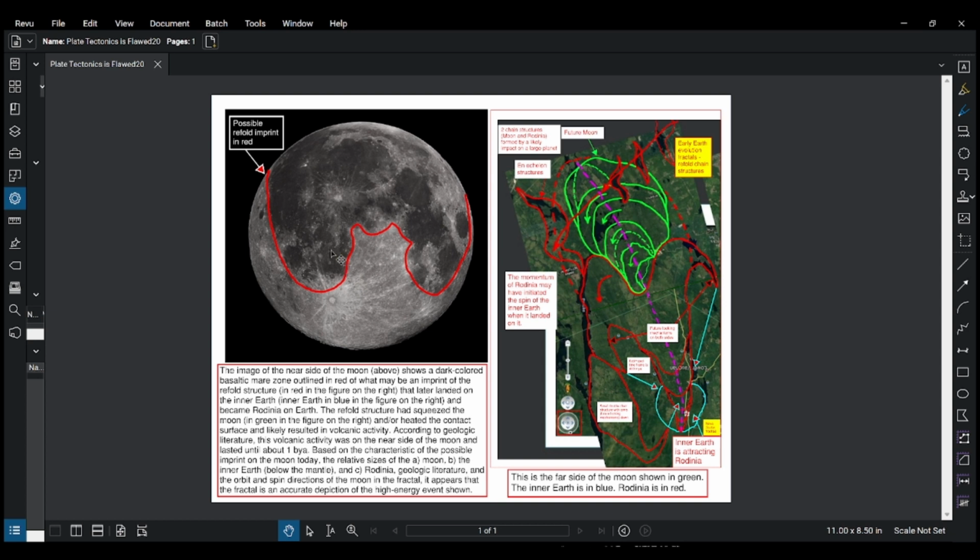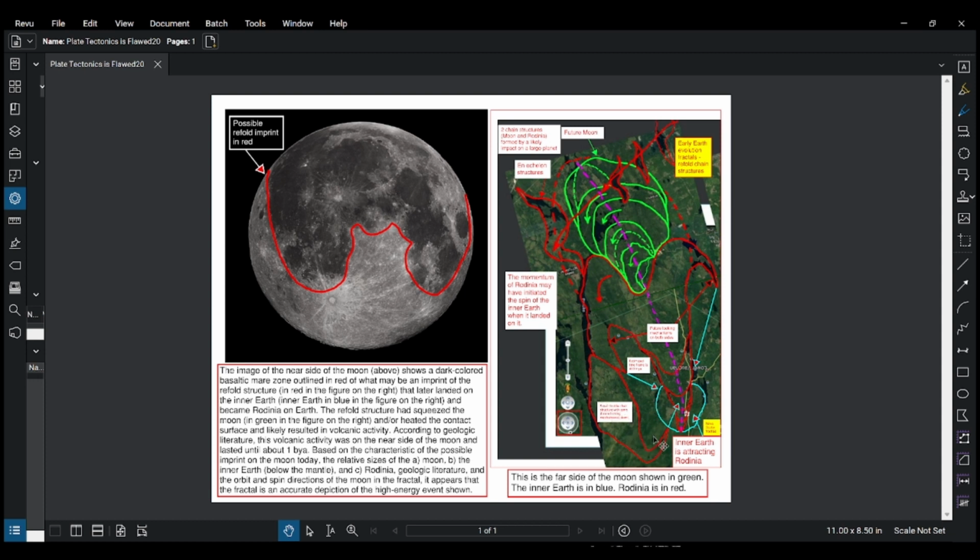And what I think that is, is the butt print, so to speak, of Rodinia when it was attached to the moon, as you can see here on the right. So the moon is the green structure, and Rodinia is the red structure that is on its way to this high energy event. All these fractals are high energy events. It's on its way to releasing the moon, which is in orbit around the Earth, around the inner Earth at this point. So it's going towards it now. It's releasing the moon, and showing it in two phases again.